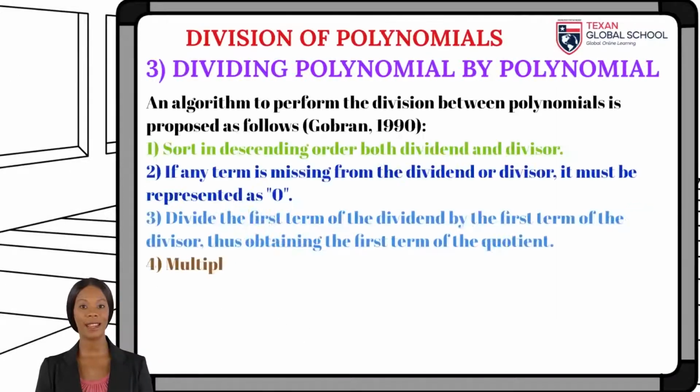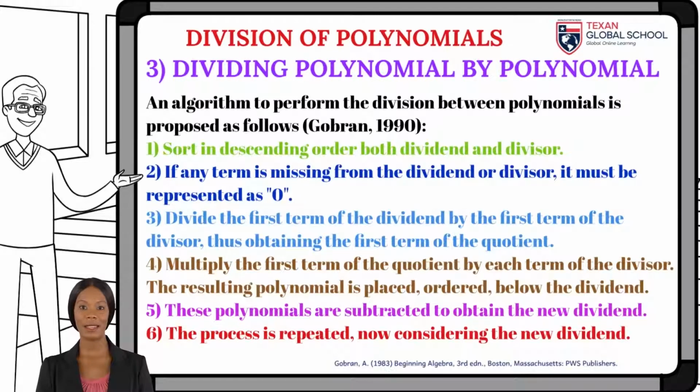The last division case between algebraic expressions is polynomial divided by a polynomial. Gobrin proposes an algorithm to perform the division between polynomials. It is done by sorting both dividend and divisor in descending order. If any term is missing from the dividend or divisor, it must be represented as 0.